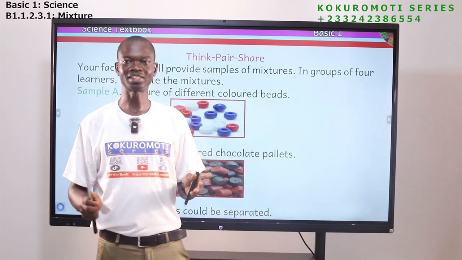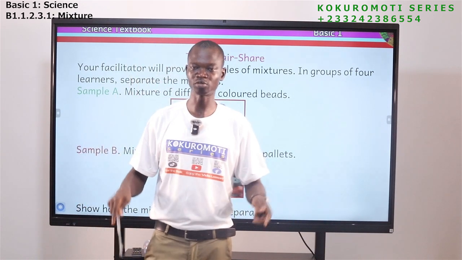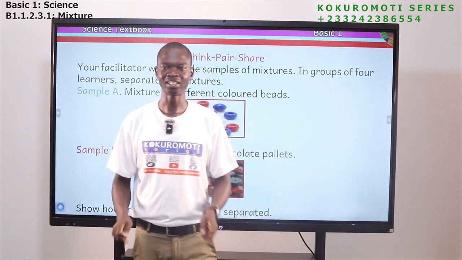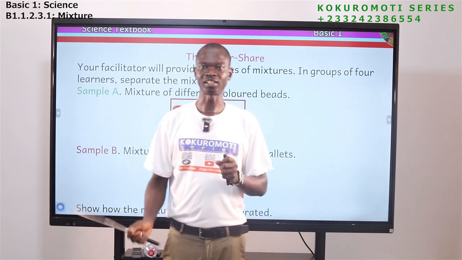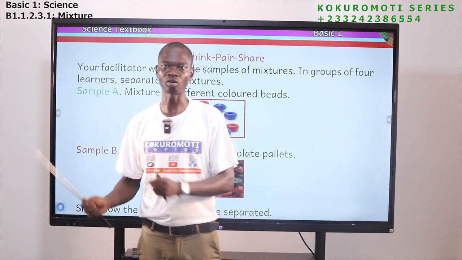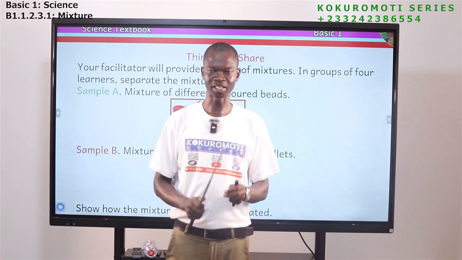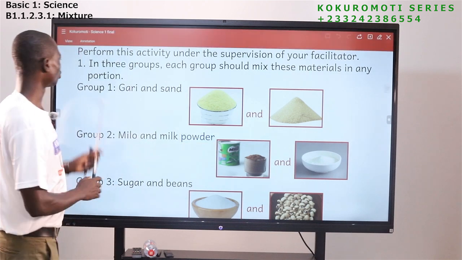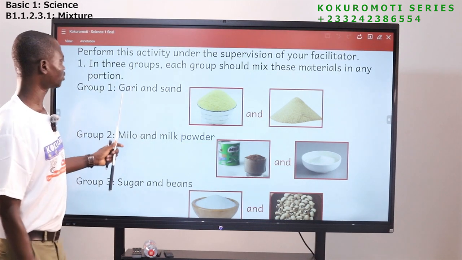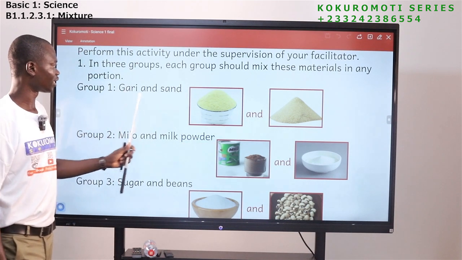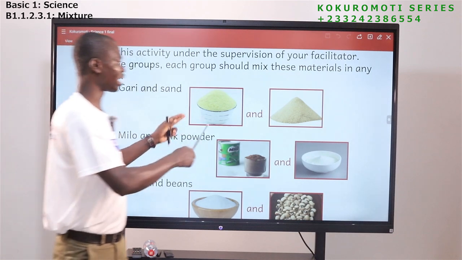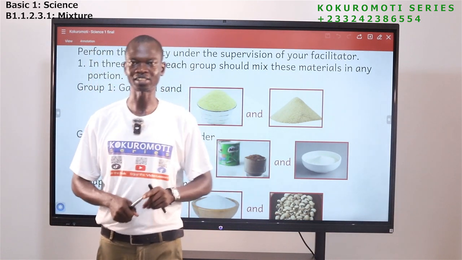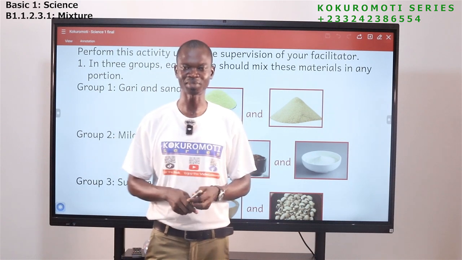Okay. So this is the end of our lesson, but we are going to do practicals. I'm going to show you how mixture is done, and I'm saying that mixture is when you mix 2 or more materials together. Now we will do this activity. Group 1 is supposed to mix Gari and sand. So we are going to do Gari and sand. We are going to form a mixture of Gari and sand. Don't go away, just pay attention.